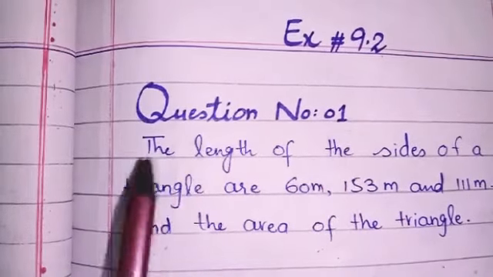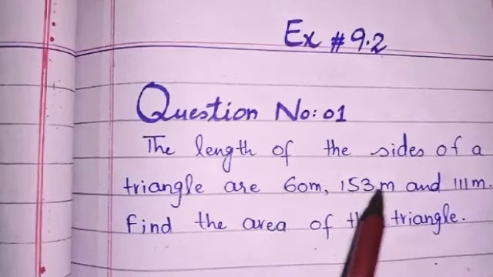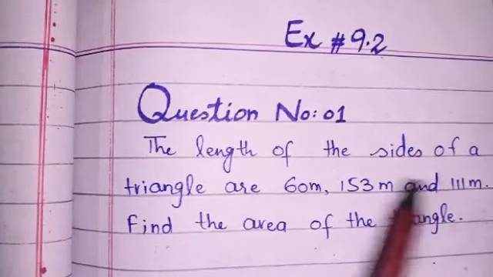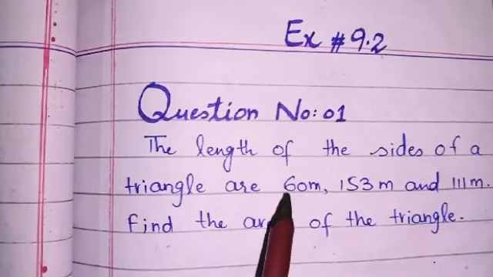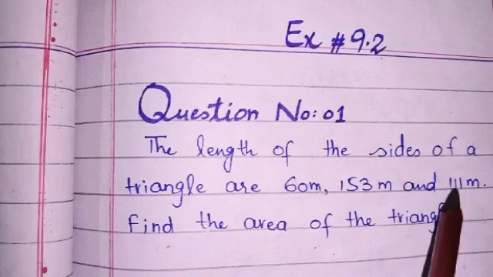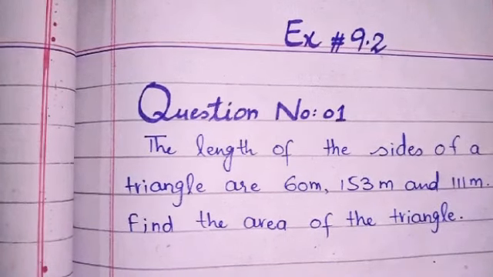Our question number 1 is: the lengths of the sides of a triangle are 60 meter, 153 meter and 111 meter. Find the area of the triangle. Students, they are giving us three lengths, so we will use these lengths to find the area of the triangle. Let's begin our solution.